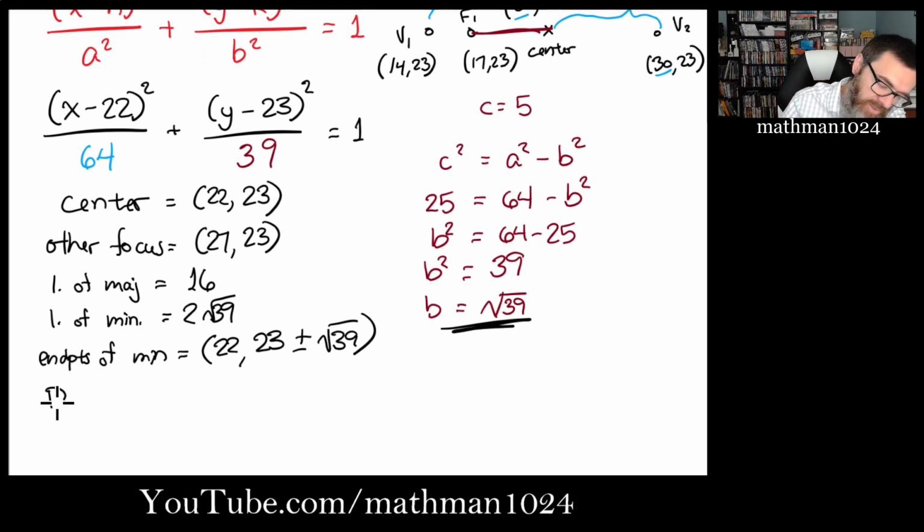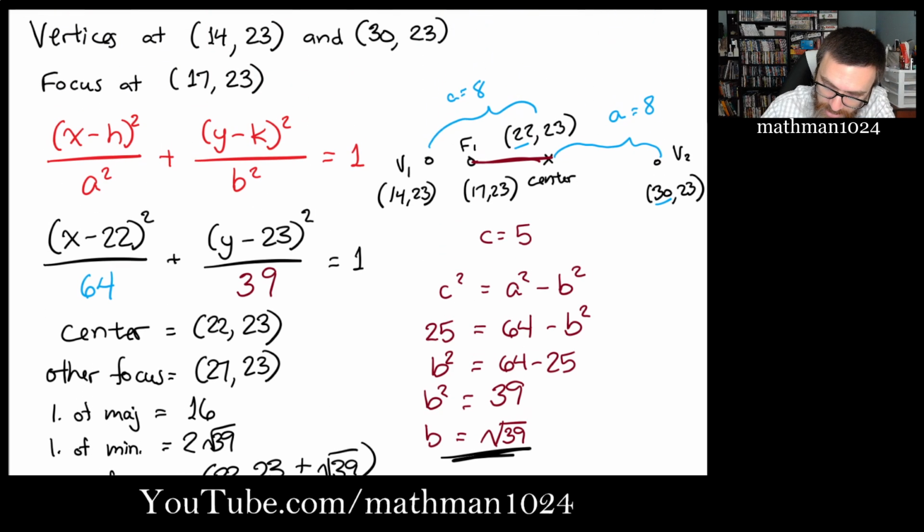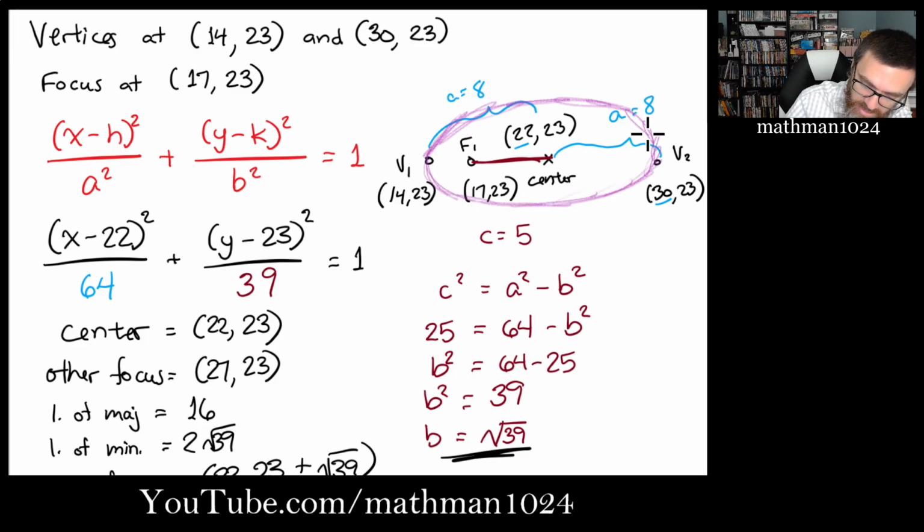And now we can answer the question about the domain. So you see here my little picture. I didn't finish this out. I didn't actually graph this, but you would have something that looks kind of like this. Right? So then you can say, okay, my domain is from left to right, so from negative 14 to positive 30.